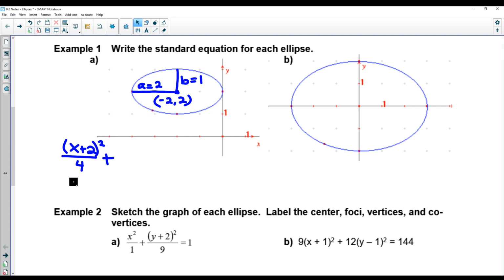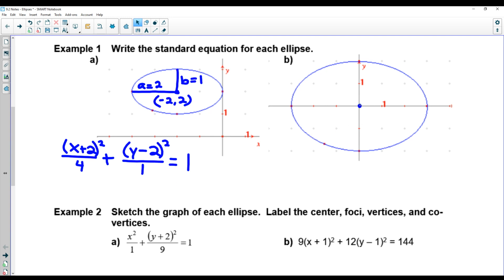And then it's always x is positive and y is positive, so it's always going to be a plus with ellipses. And then I'm going to have y minus 2, because I changed the sign of this 2 when I put it in the equation, squared. And that is over the b value squared, which 1 squared is just 1. And then this is always equal to 1 for an ellipse. So there is that ellipse equation right there. Let's go ahead and move to the next one.